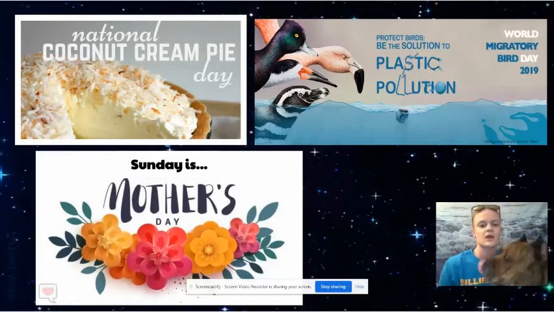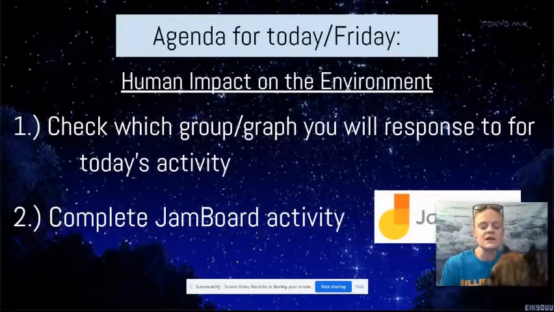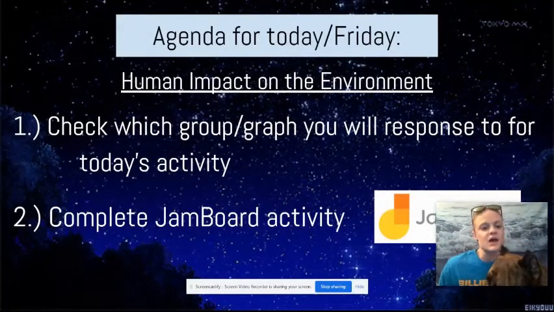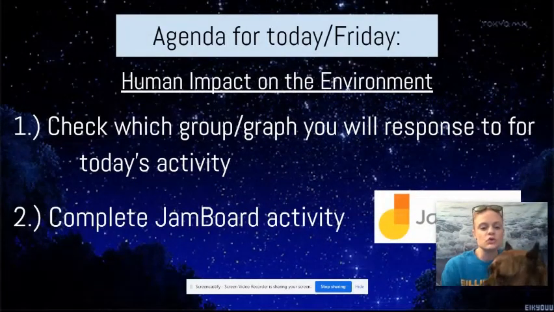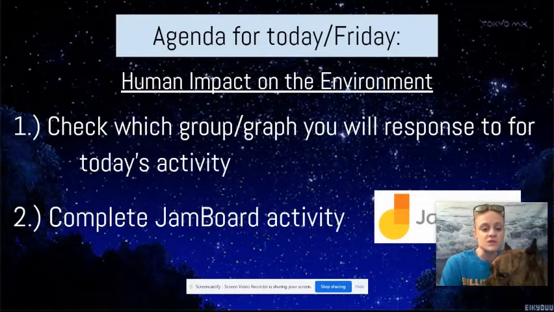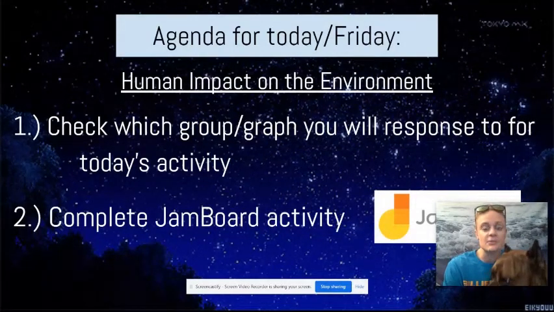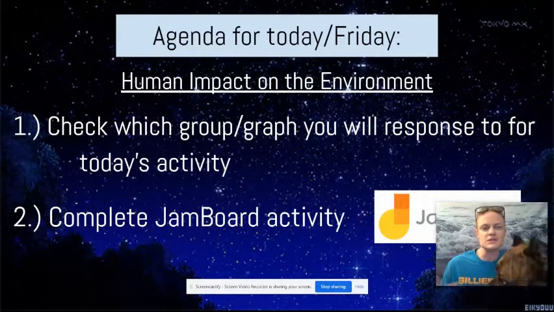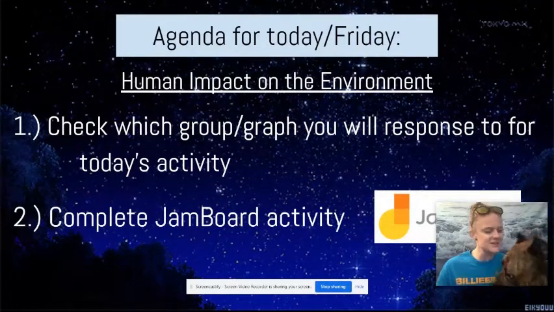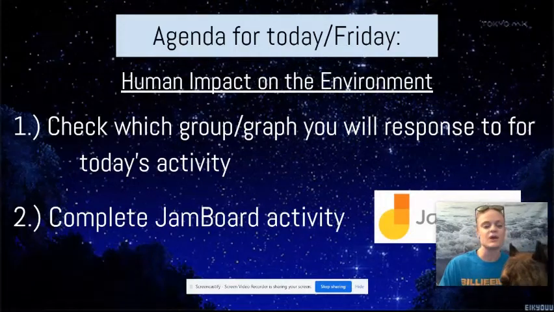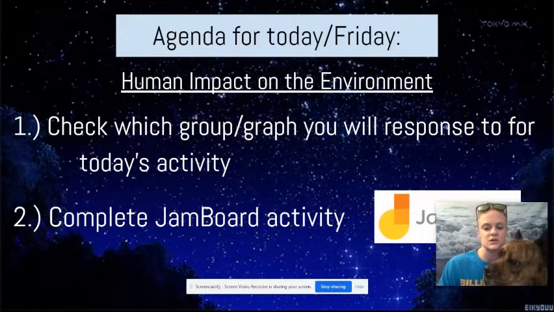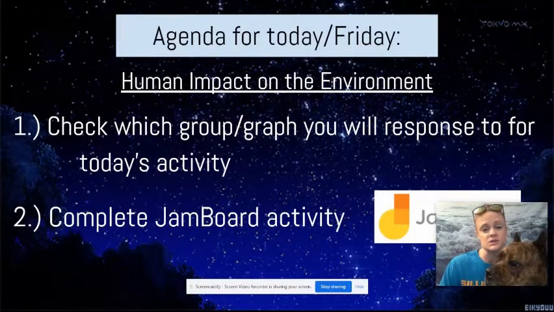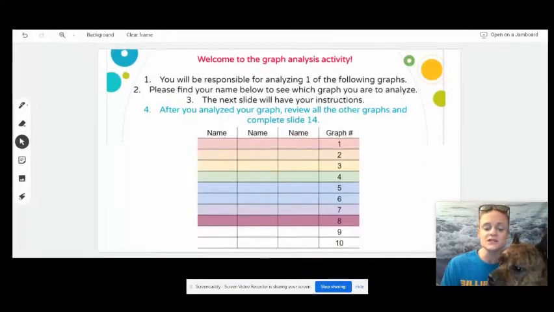All right. So for class today, you're going to be doing something a little bit different. You are going to be checking which group or graph you're going to respond to for today's activity in an app called Jamboard. Jamboard's kind of like Google Slides and Classkit put together. When you go into the link in Classroom, I'm going to show you what it looks like. The main page will look like this. You'll see your name under a graph group.